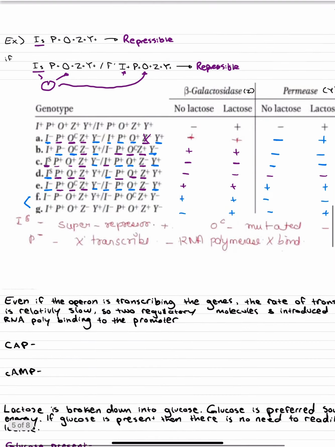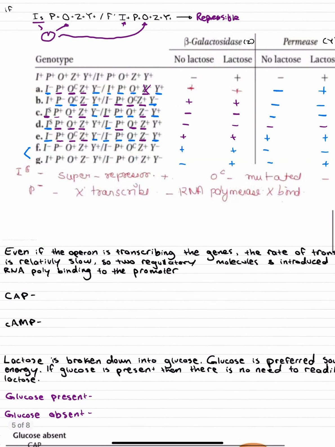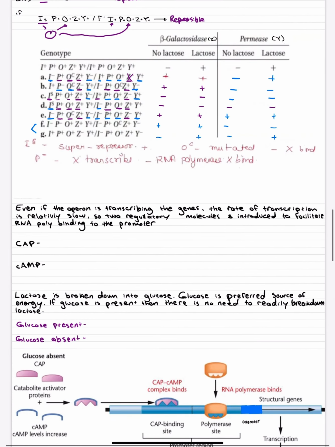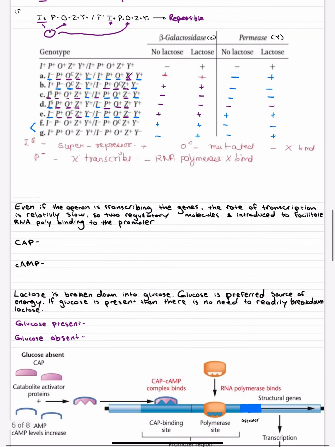All right, now here we have one more element or aspect of the Lac Operon. Even when the operon is transcribing the genes, the rate of transcription is relatively slow. So two regulatory molecules are introduced and facilitate RNA polymerase binding to the promoter. We have CAP and we have cAMP.